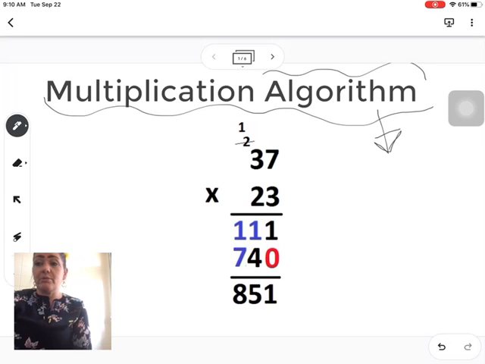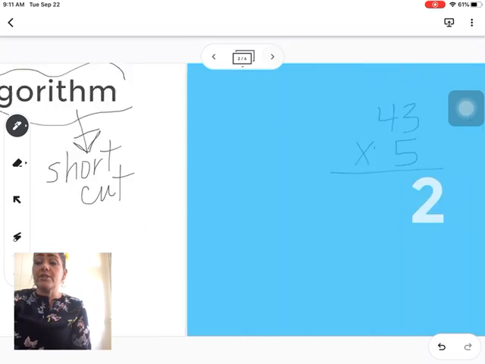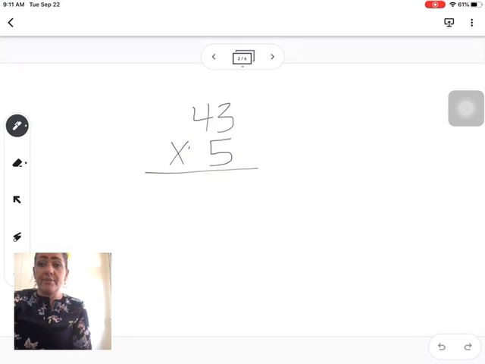Sixth grade teachers really want us to teach you guys this because they want you to keep up with the math in sixth grade. So we're really going to focus on the algorithm, which is really just a shortcut. It's easier and it's faster, so we're going to use this, and it's going to take some practice, but we can do it. So we're going to start with a 2-digit by 1-digit.